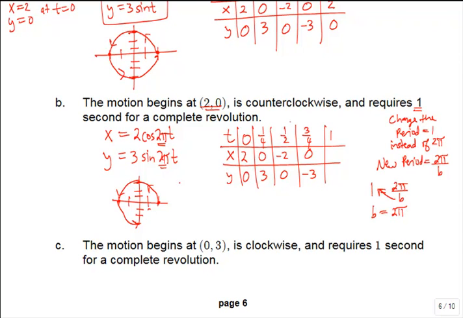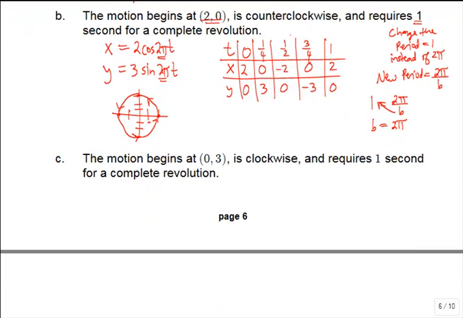And if I plug in 1, cosine of 2 pi is 1, times 2 is 2, sine of 2 pi is 0. So now we're back to our start. So we again looped through our ellipse, but this time we did it from 0 to 1. So we completed one full revolution in 1 second.